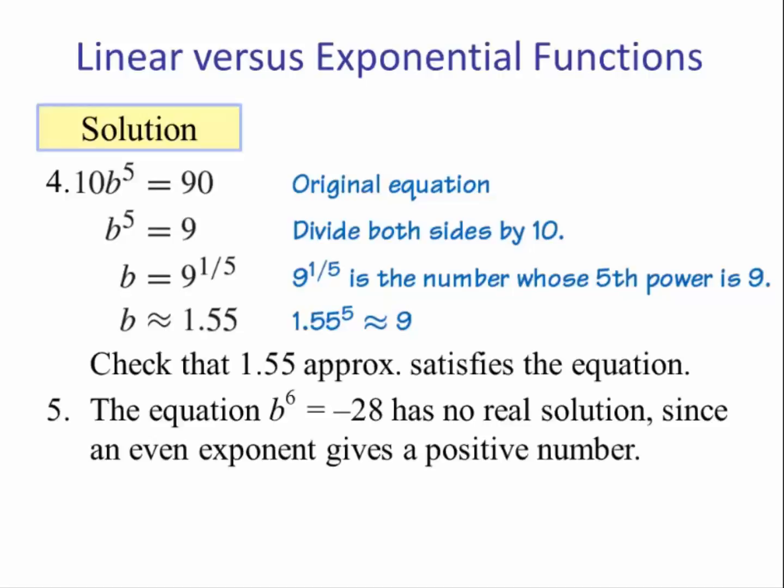Number 5, b to the 6 equals -28 has no real solution because we can't take a number, raise it to an even power, and get a negative number. An even exponent only gives a positive number.